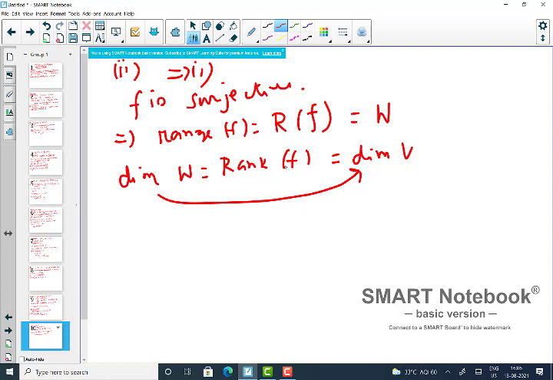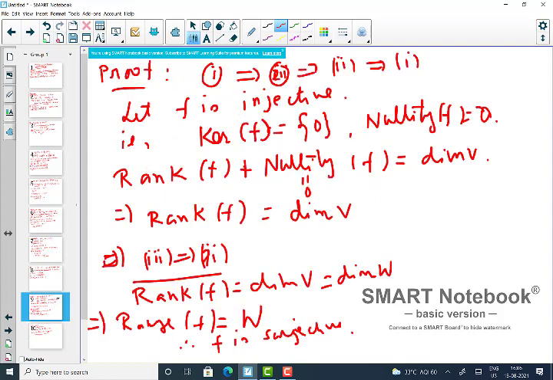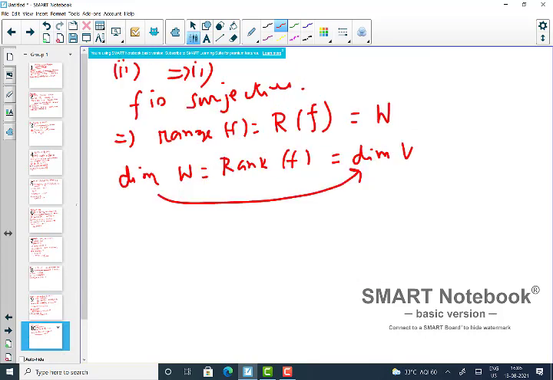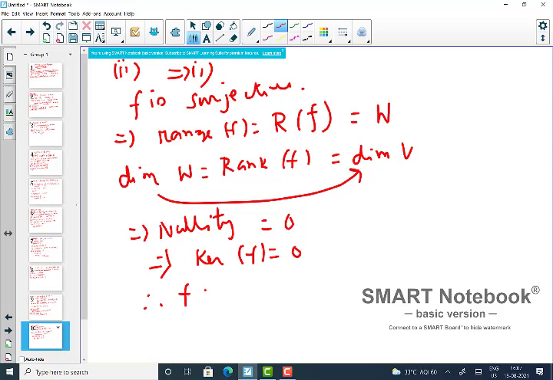Now dimension W and dimension V are equal, so you can use the Rank-Nullity Theorem again, and that tells you the nullity equals 0. That tells you the kernel of f is a singleton, and that means f is injective. Now this is almost obvious; you can prove it.